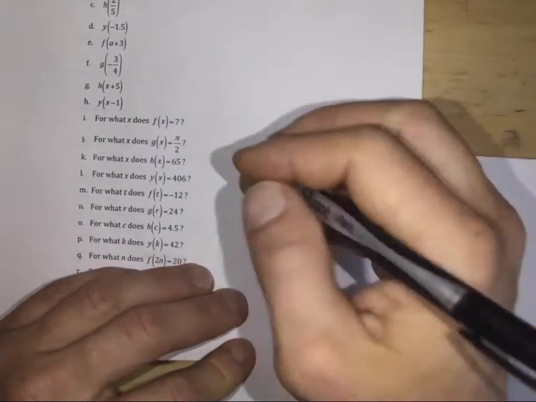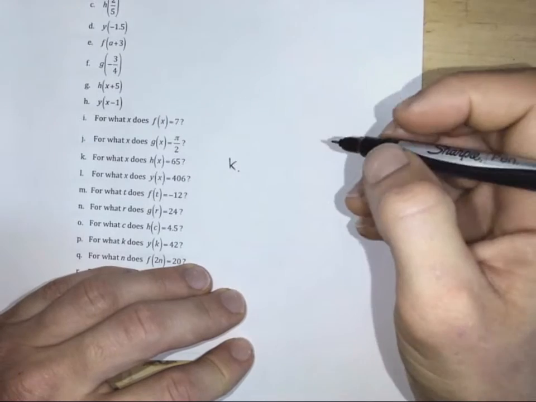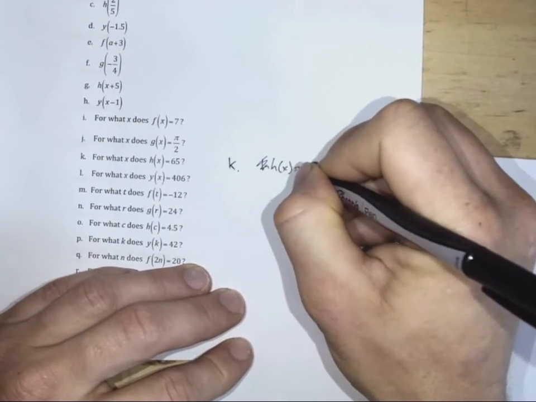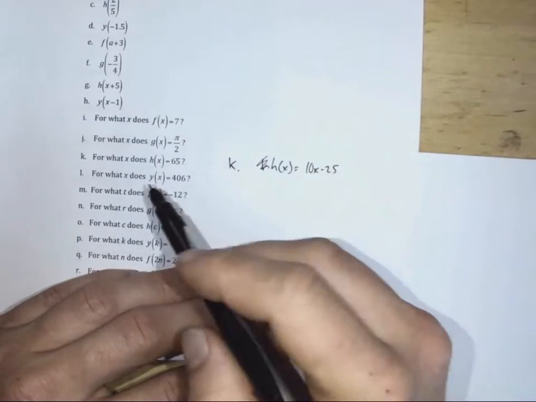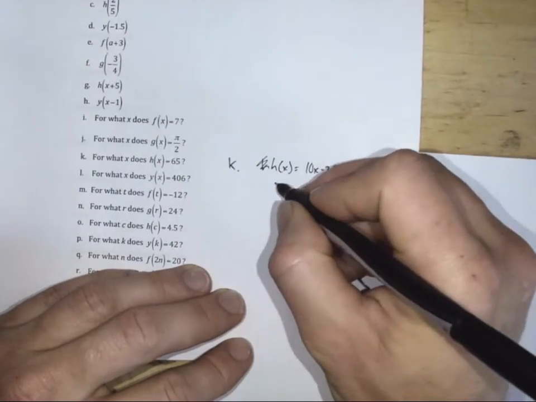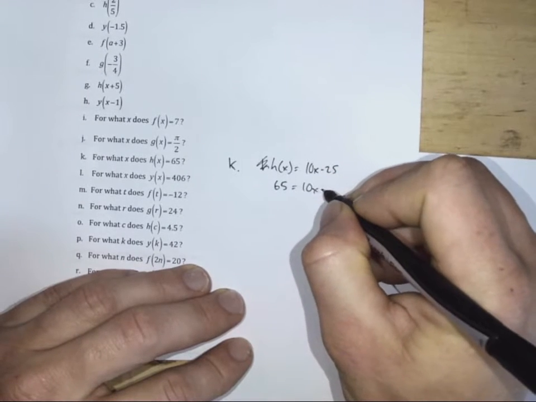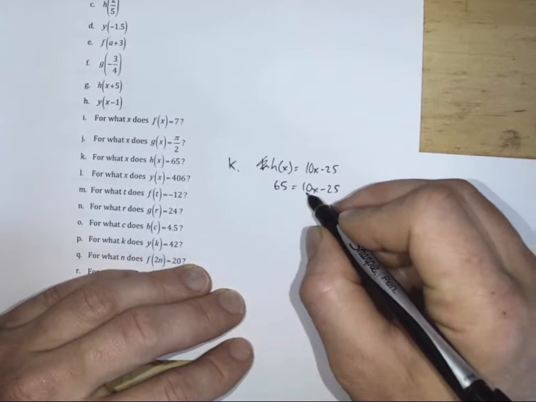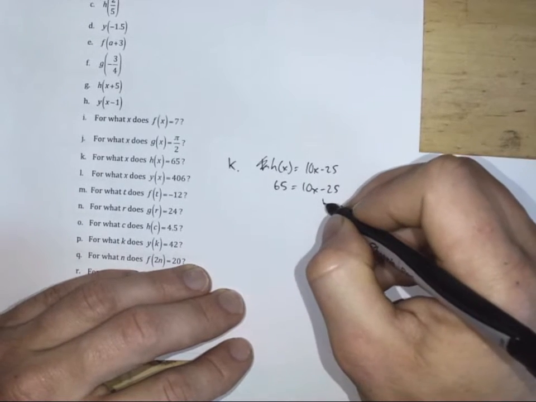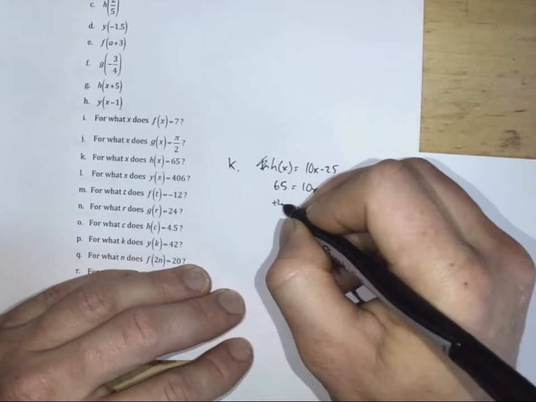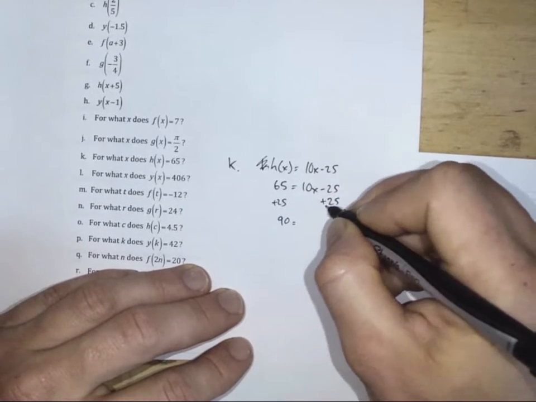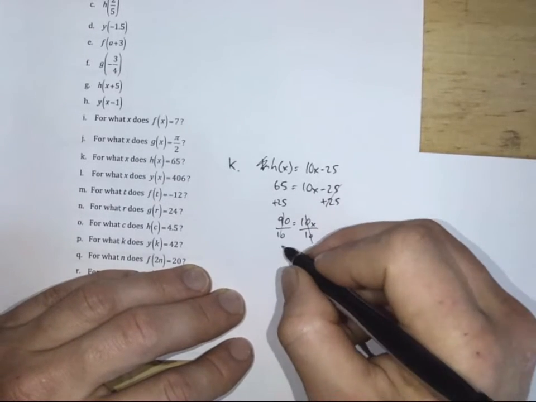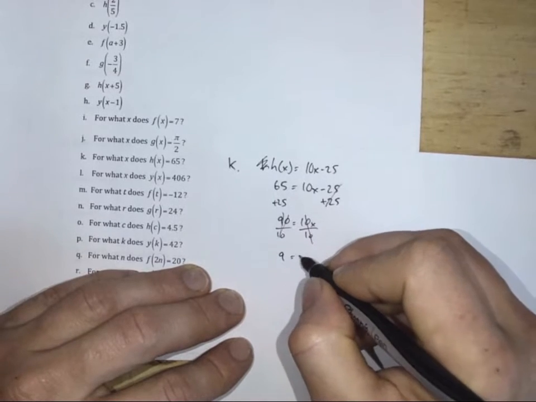So on to k. Okay, so k, what's our h function again? Oh yeah, h of x is equal to 10x take away 25. And my k function says my output is 65. Okay, so to isolate x, I'll first get rid of the thing on its side that's furthest away from it, which would be this 25. So I'll add 25 to both sides. And that gives me 90 on the left, 10x on the right, and then I will divide by 10, and I get 9 is x.